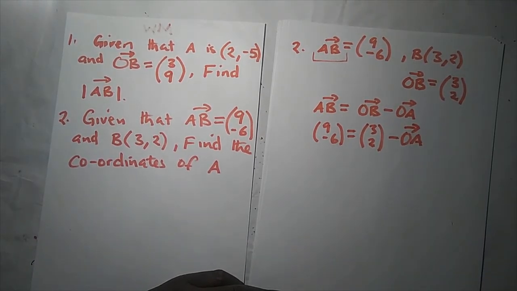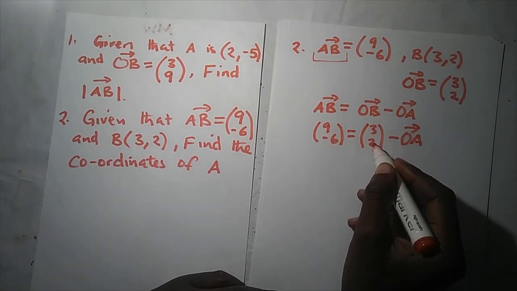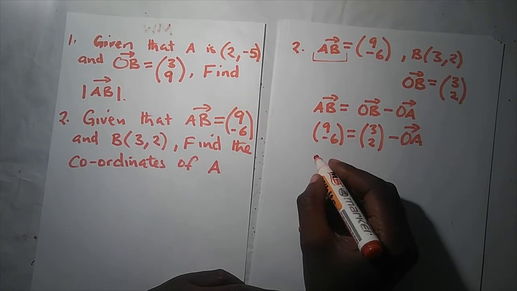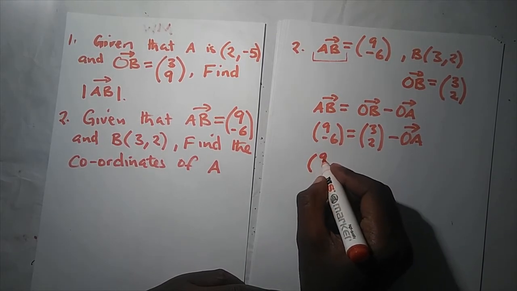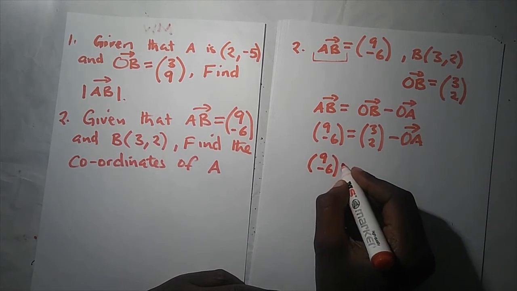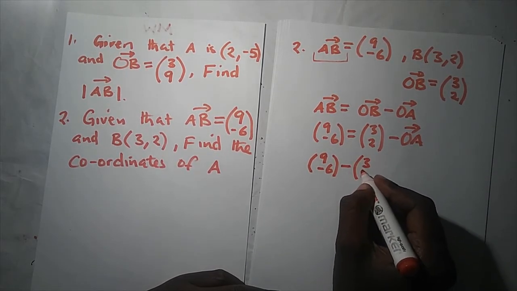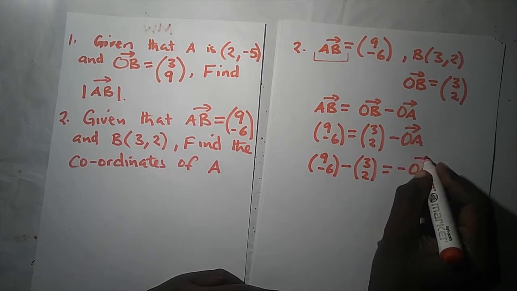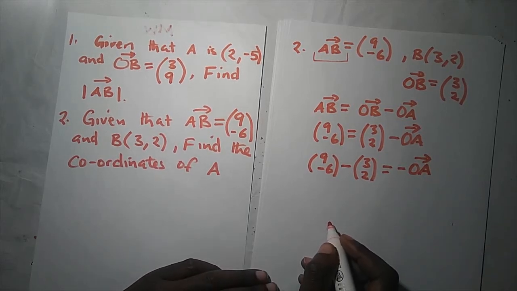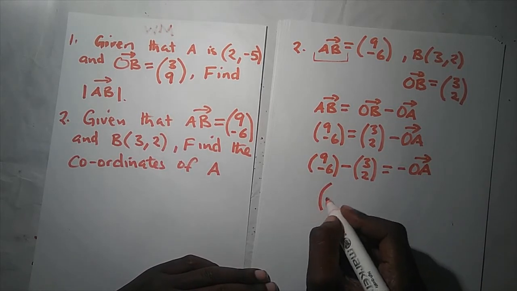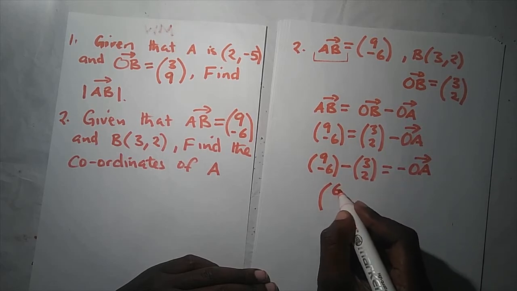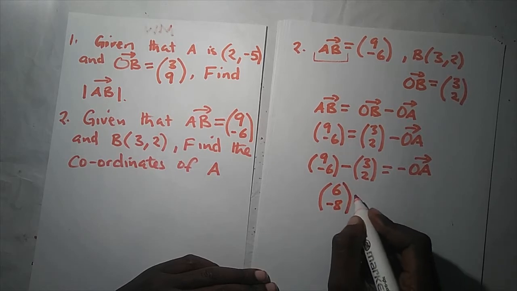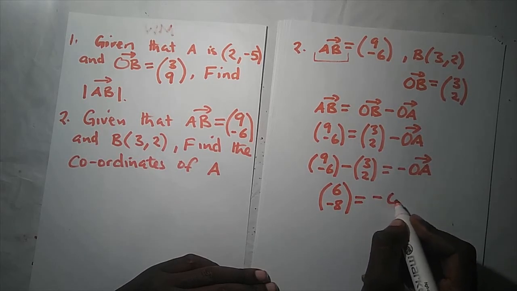Okay, so at this stage now we are going to collect like terms. So this 3 and 2 will come this side, and since it has a positive in front here, we are going to have a negative. So we are going to have 9 negative 6 minus 3 and 2. And this side you are going to remain with negative OA. Okay, so at this stage now we are going to subtract. 9 minus 3 will give us 6. Negative 6 minus 2 will give us negative 8. And so we are going to have negative OA.